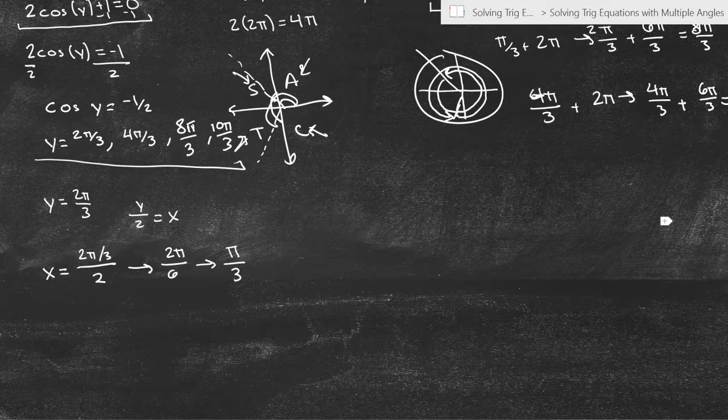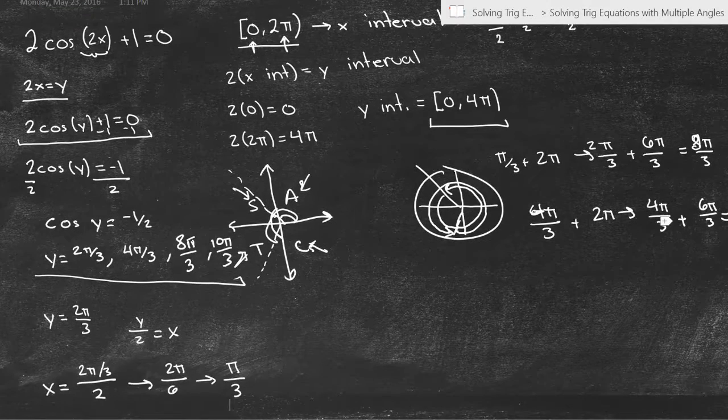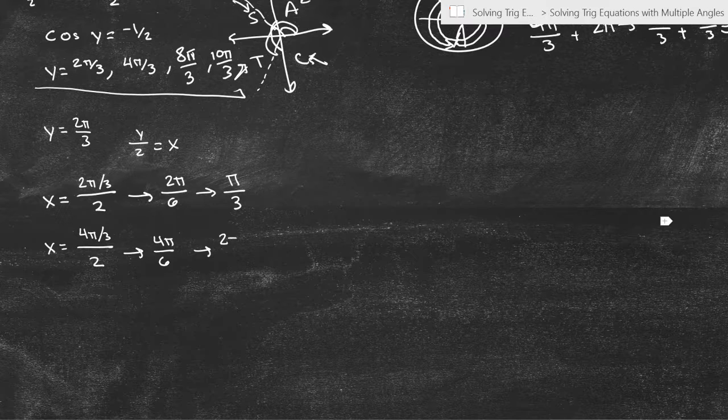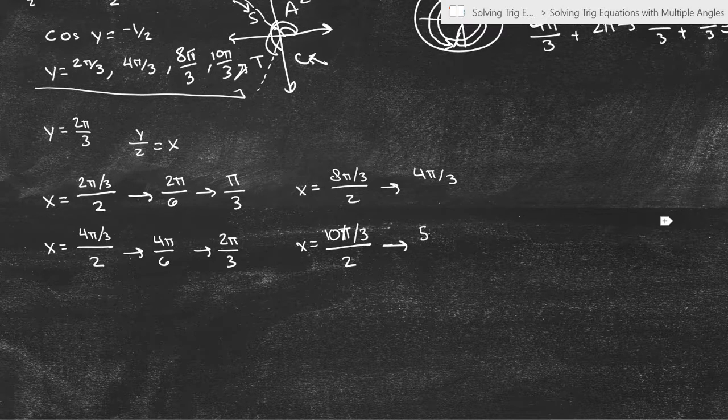So what you can notice is that each one is just going to get smaller by half of it, so x equals, now we're doing the next one, 4 pi over 3, because that's what y is, divided by 2, 4 pi over 6, just 2 pi over 3. And now let's solve for the other two. We've got x equals 8 pi over 3 divided by 2. If you get the pattern, you can see this one's going to be 4 pi over 3. And then finally x equals 10 pi over 3 divided by 2. And that is going to be 5 pi over 3.